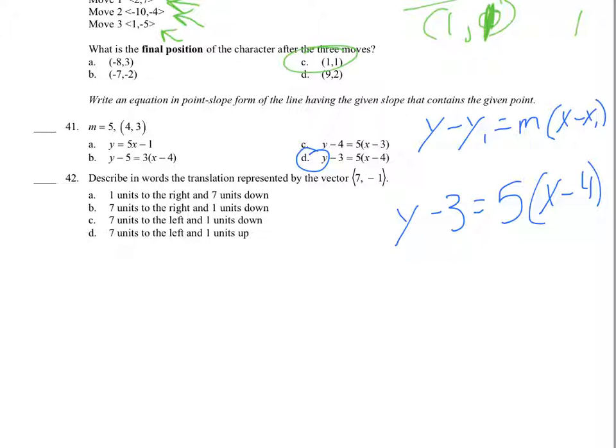42, describe in words the translation represented by the vector positive 7, negative 1. Remember, the first number is horizontal movement. The second number is vertical movement. So the 7 is plus, so it's 7 units right, and negative 1 is 1 unit down, which is B.